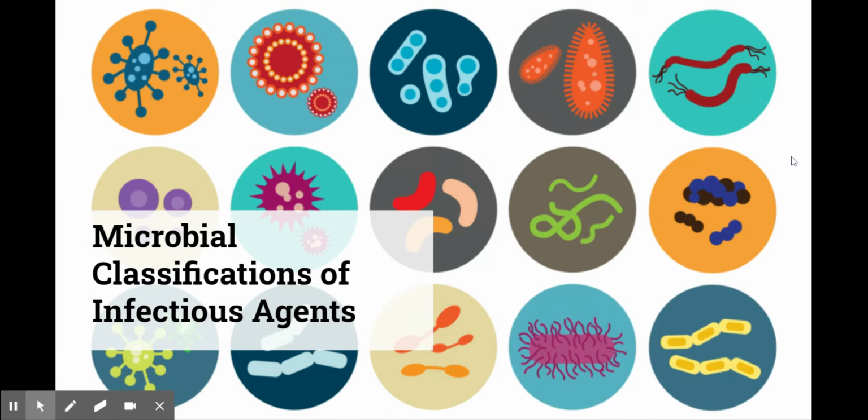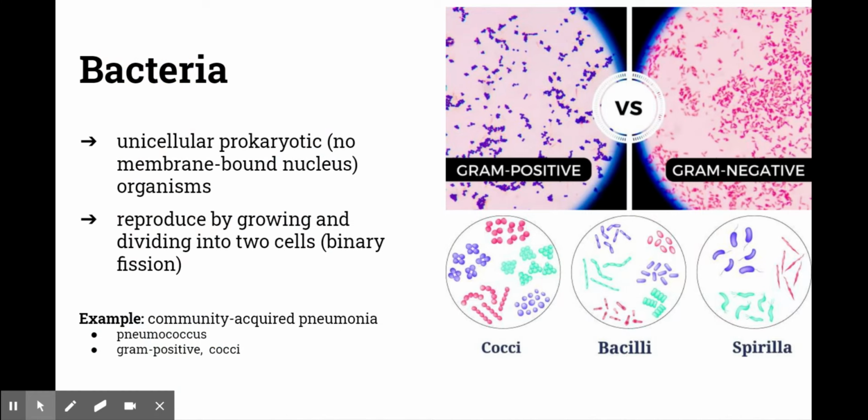So let's start with a little discussion about the different ways that epidemiologists basically like to group infectious agents. And we're going to talk about a few broad categories. So, one of the common forms of infectious agents are bacteria. Bacteria are unicellular prokaryotes, and for you bioenthusiasts out there, that means that they have no membrane bound nucleus, and they basically reproduce by growing and dividing through a process called binary fission.